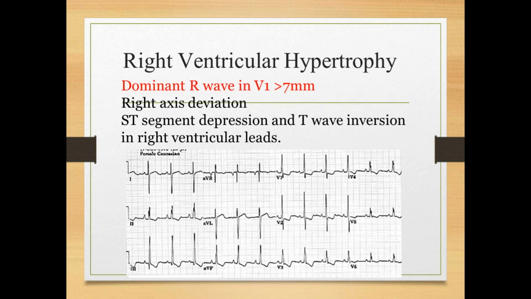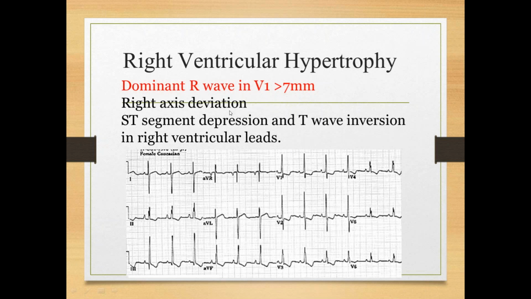Now coming to the last chamber enlargement, right ventricular hypertrophy. Again, the criterion you can choose is a dominant R wave in V1. This is V1 and you have an R wave, that's the upward deflection, more than 7 millimeters, almost 2.5 squares. It's suggestive of right ventricular hypertrophy. In a normal ECG, if you look at V1, it is always a negative deflection.